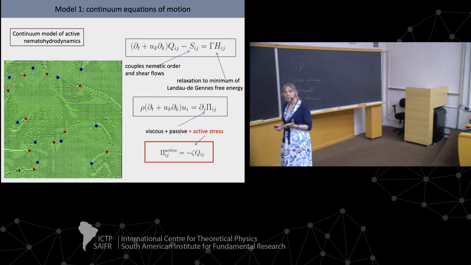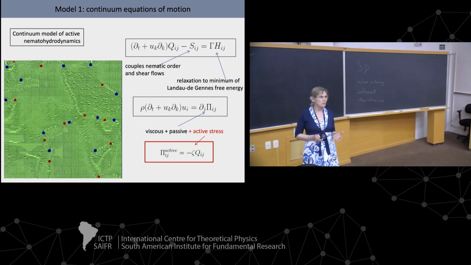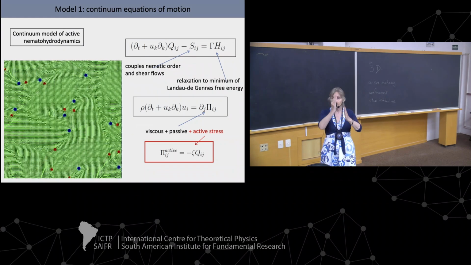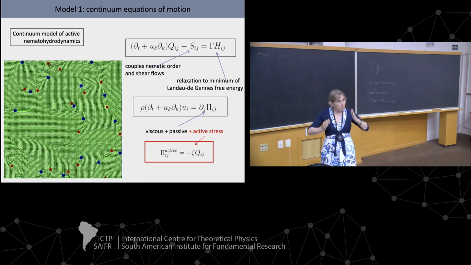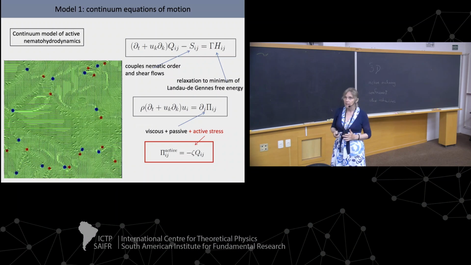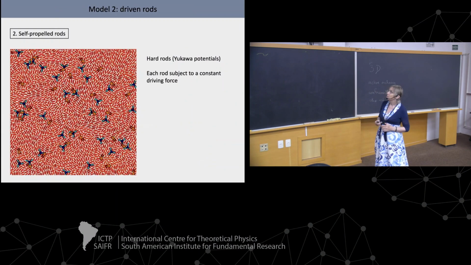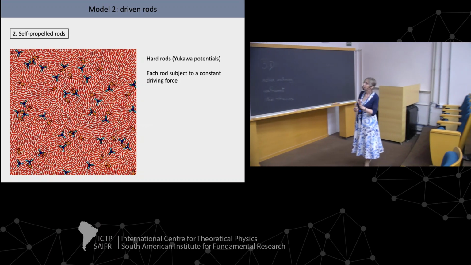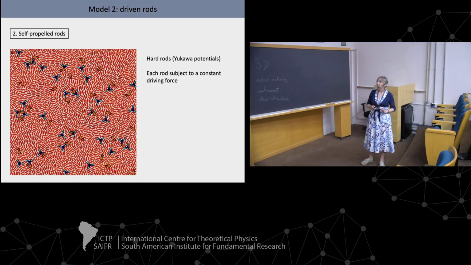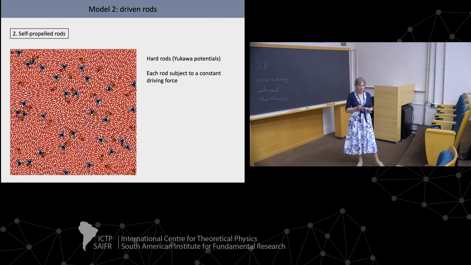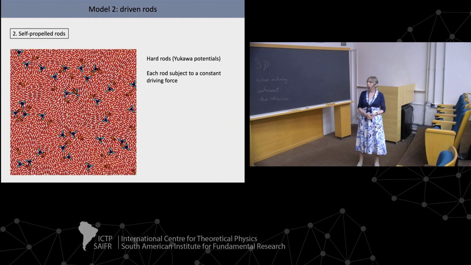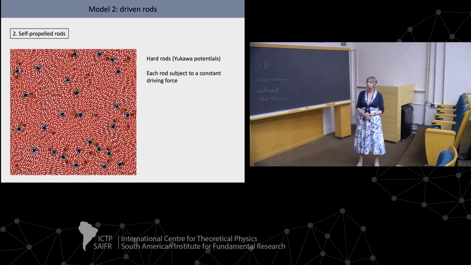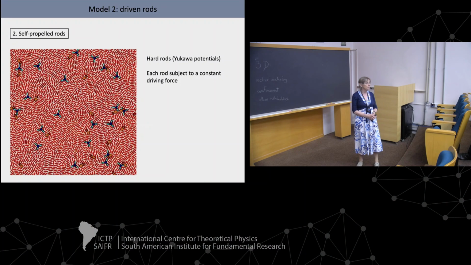Another way to model it is in terms of rods. This would perhaps be the most obvious way to model that, right? So we have a load of rods. In fact, we have polar driving on these rods, and we have excluded volume interactions between them. So just a very simple setup here, hard rods, each rod subject to a constant driving force. And what you end up with, again, is a very similar system where you can identify topological defects.